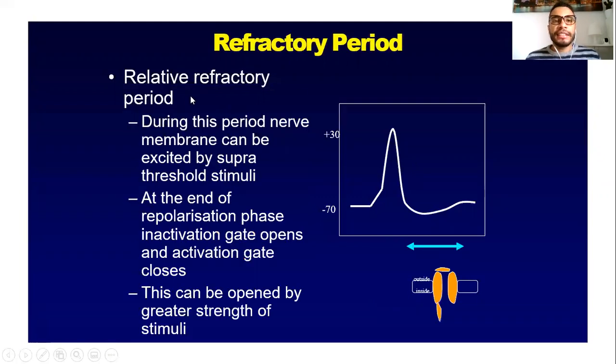And then we have also the relative refractory period, which is this part of the action potential curve. During this period, the nerve membrane can be excited only by supra-threshold stimuli. At the end of the repolarization phase, the inactivation gate that was inactive opens. And then the activation gate closes, and this can open every time we have a stimulus that exceeds the threshold of this membrane. So this is the refractory period.